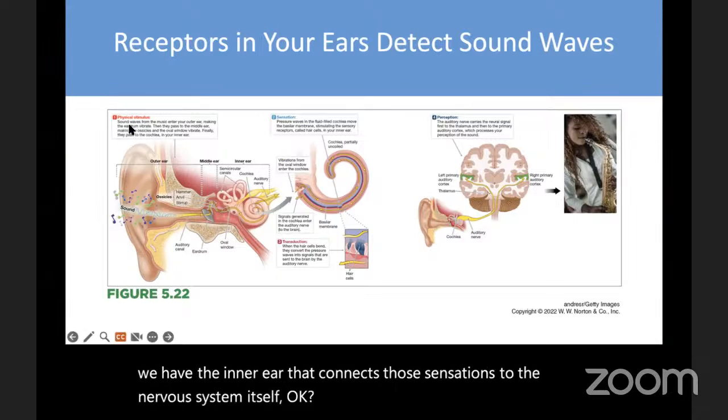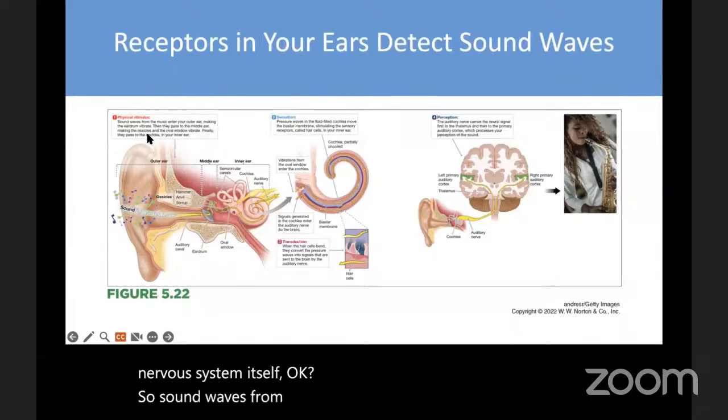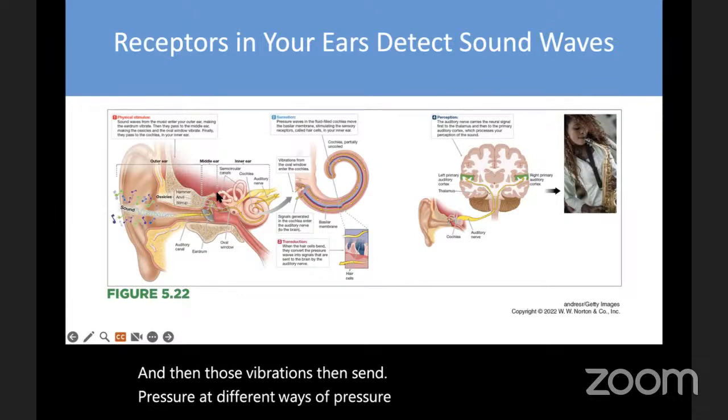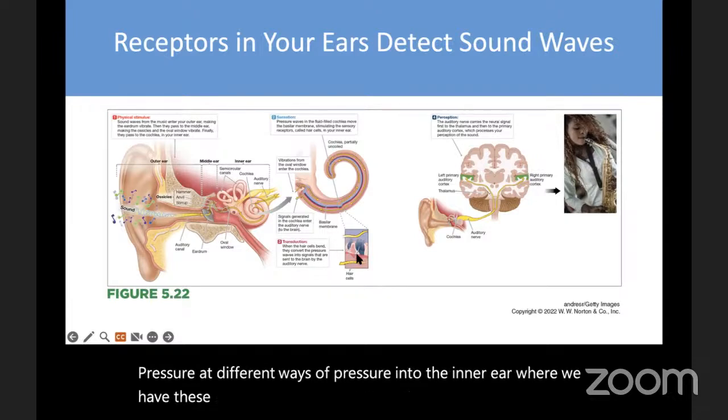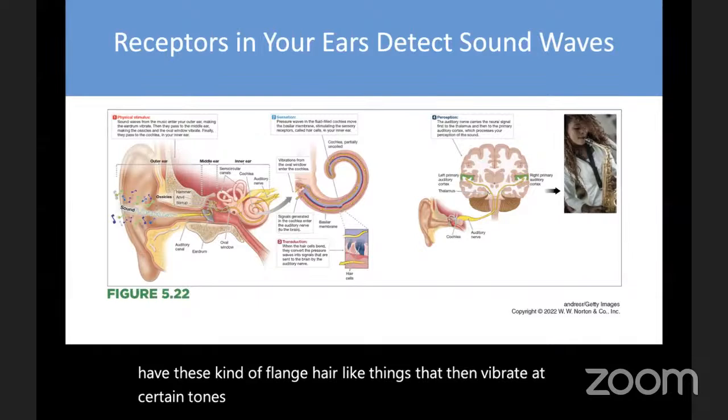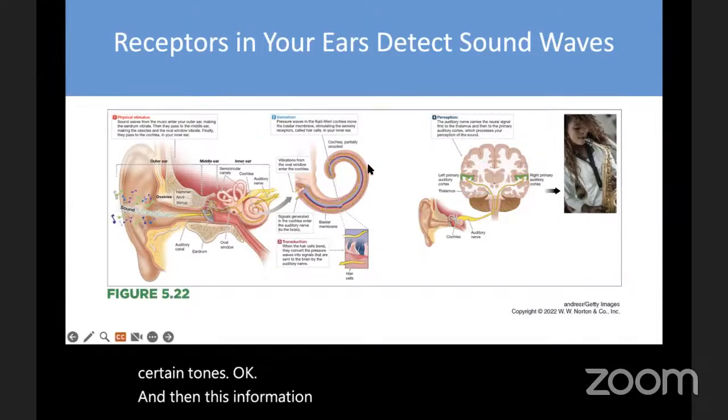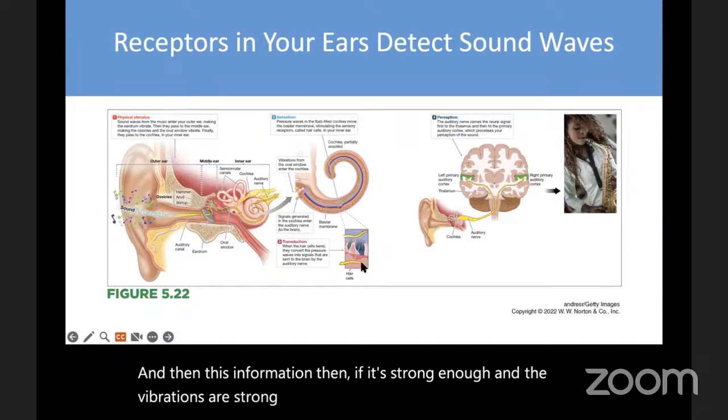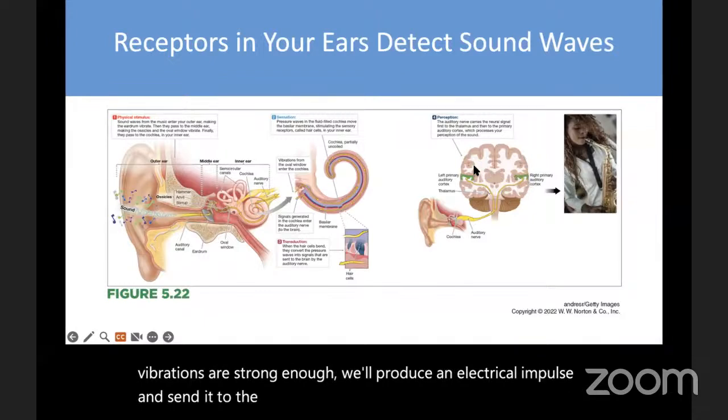Okay, so sound waves from music enter the outer ear and make the eardrum vibrate. The drum is right here. And then those vibrations send different waves of pressure into the inner ear, where we have these hair-like things that vibrate at certain tones. And then if the vibrations are strong enough, this information will produce an electrical impulse and send it to the primary auditory cortex within the brain. Okay.